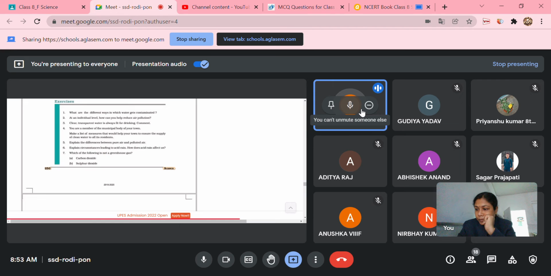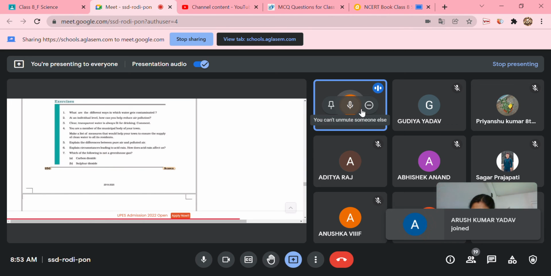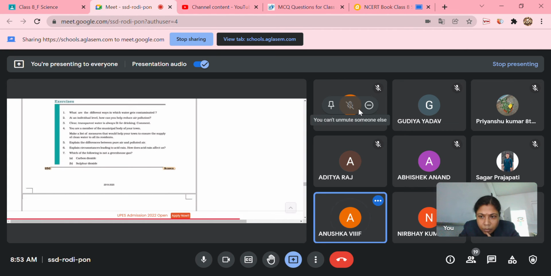You are a member of the municipal body of your town. Make a list of measures that would help your town ensure the supply of clean water to all its residents. Yes, ma'am, first point: the waste from the factories should be treated before getting into the rivers.